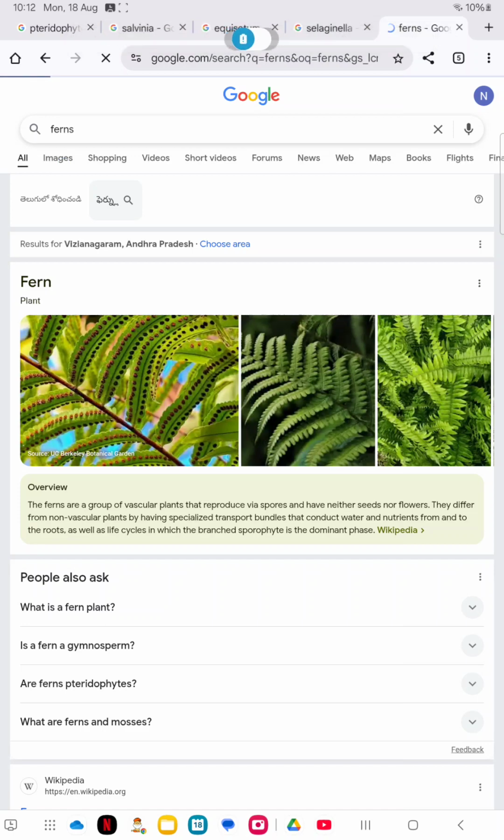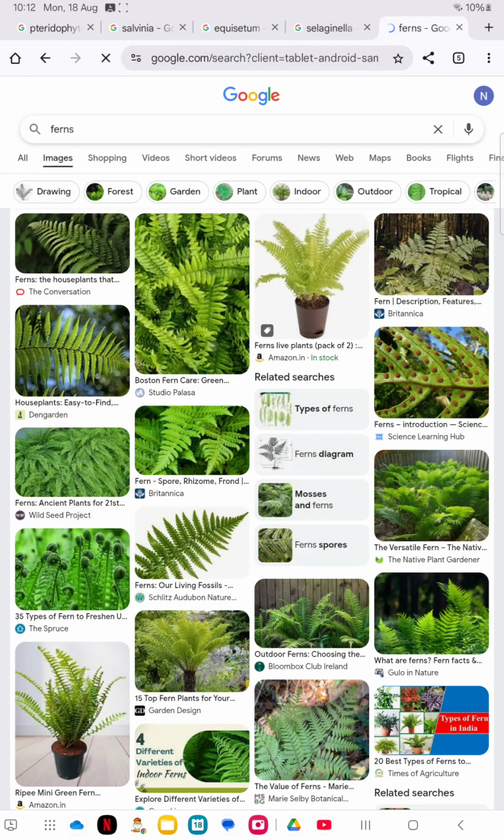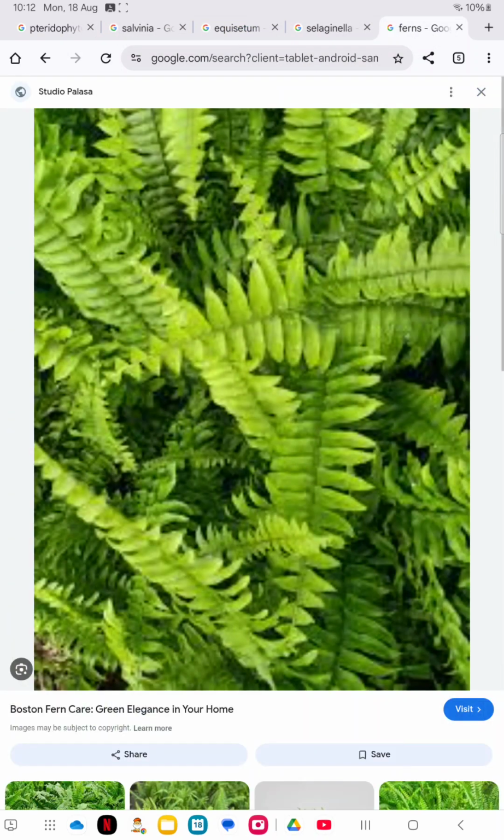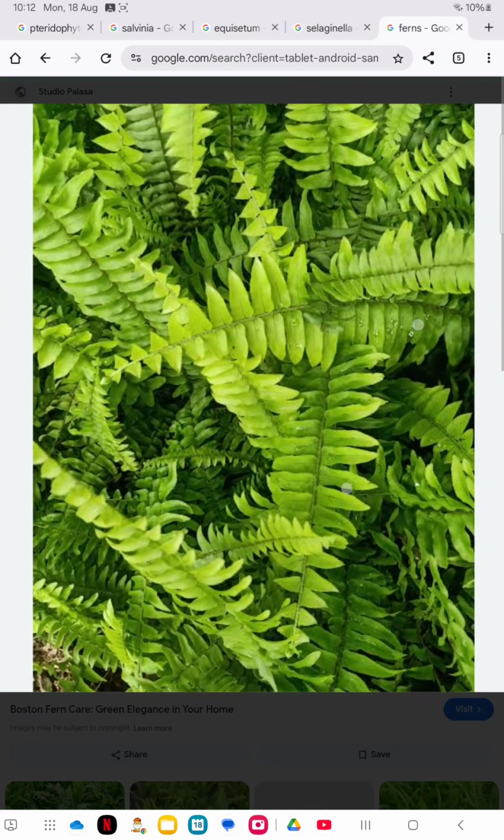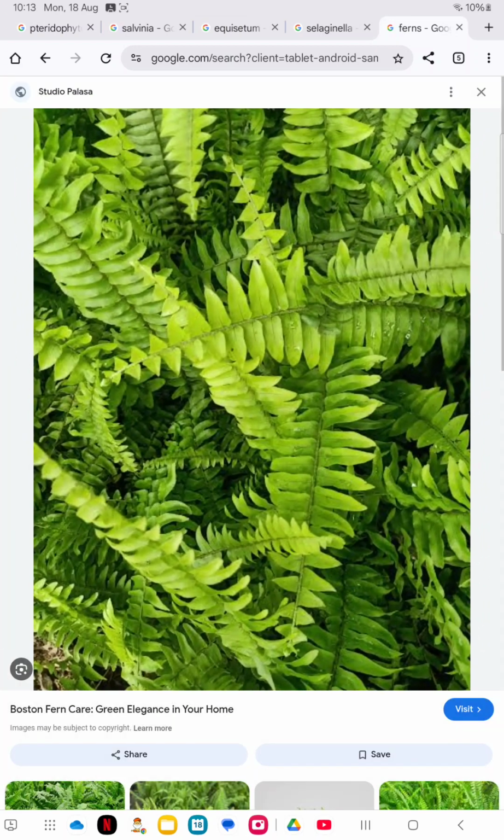See here the structures of the leaves. These are known as the microphylls. In the ferns the leaves are very large in size, whereas in Selaginella the leaves are very small in nature.